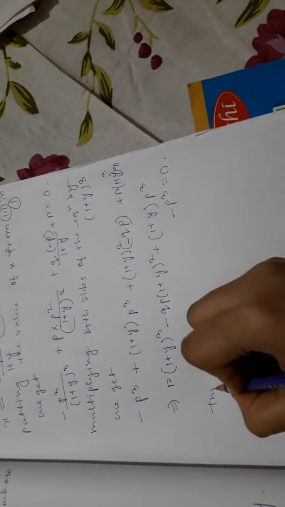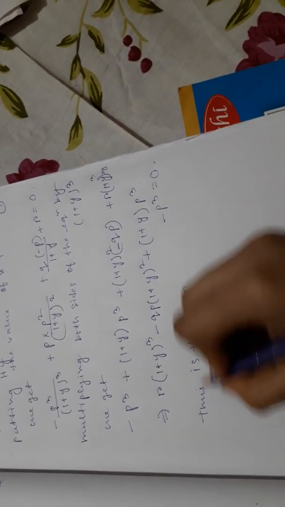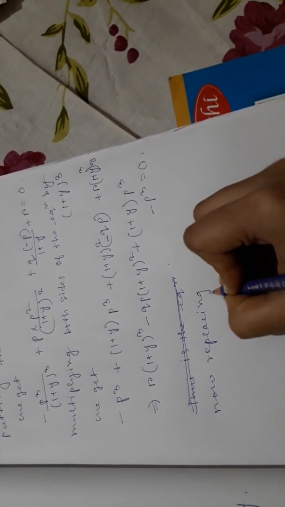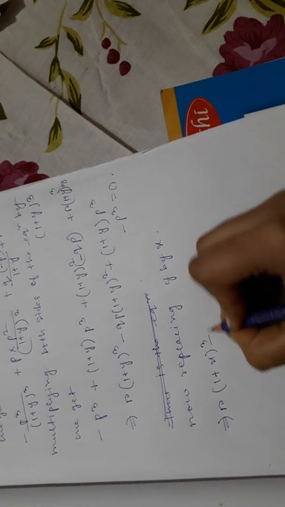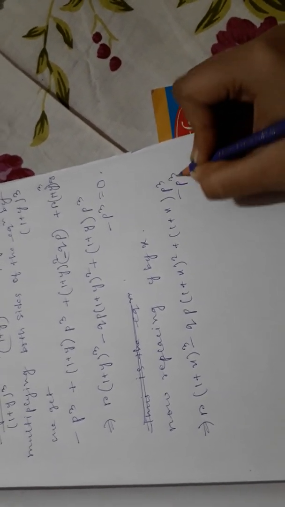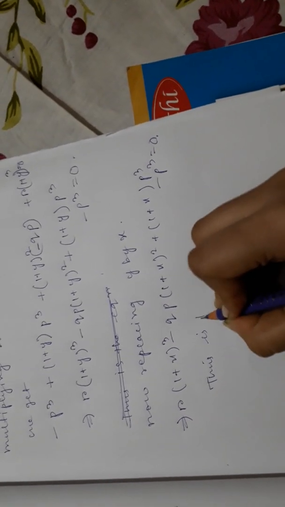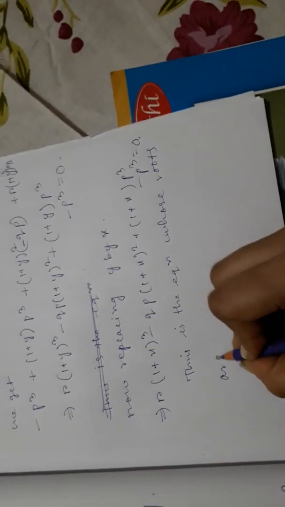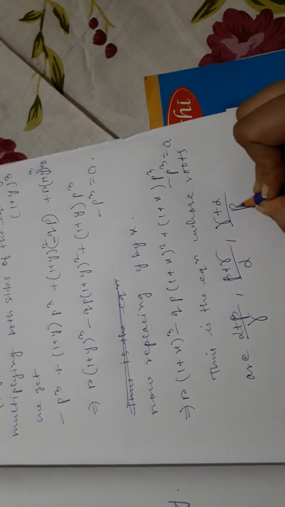So this is the equation. Now replacing y by x, what do we get? R times 1 plus x cube minus q p times 1 plus x square plus 1 plus x times p cube minus p cube is equal to 0. So this is the equation whose roots are alpha plus beta by gamma, beta plus gamma by alpha, and gamma plus alpha by beta.